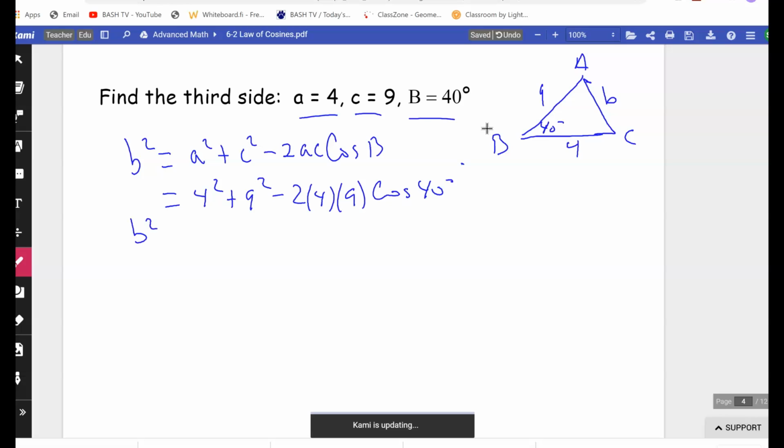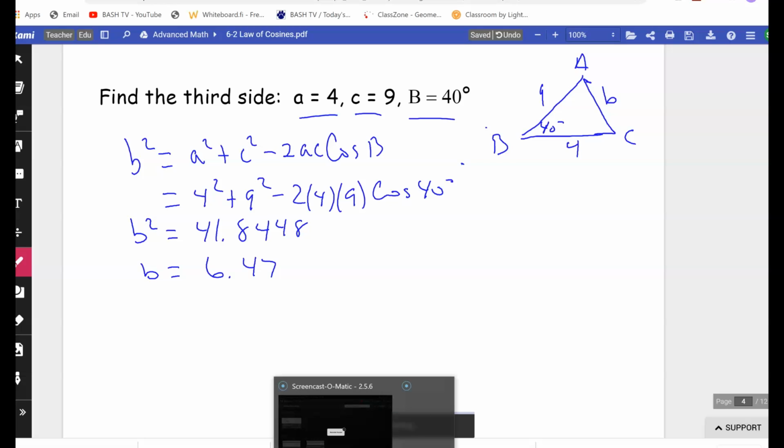So when I type that one in, B squared, I get 41.84, and so on. And I want to take the square root of that. We take the square root of that, and we get our answer that B is 6.47. Okay? And so that's it. That's solving using law of cosines for one of the sides. Okay? I'm going to pause here a minute.